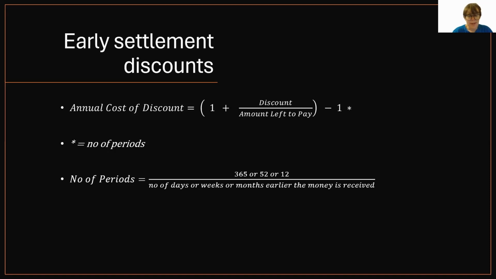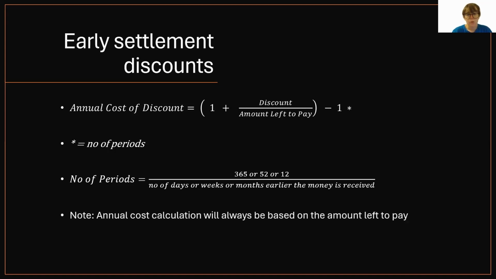So the number of periods then depends on whether you are calculating on a weekly, monthly, or annual basis. So it could be that you are doing 365 days or perhaps 52 weeks, etc. You would then divide that by however many months, weeks, days the money is received as of early. So do note then the cost calculation is always going to be based on the amount that the entity has left to pay.